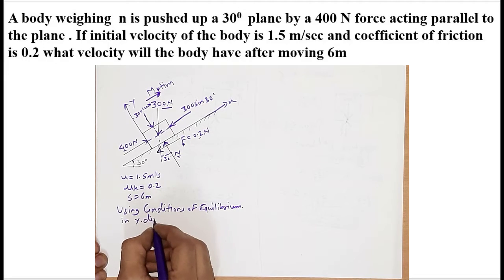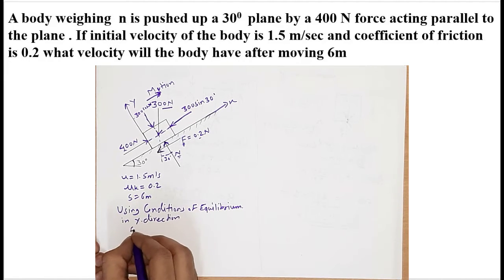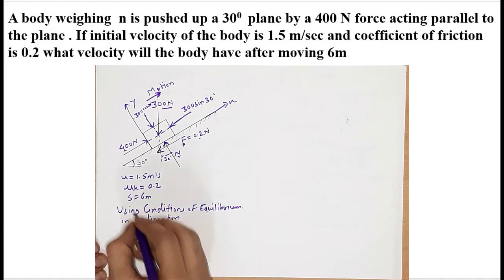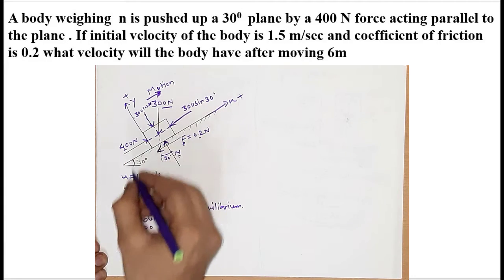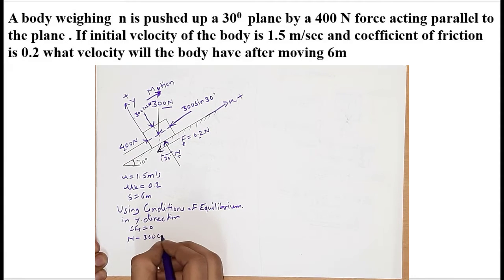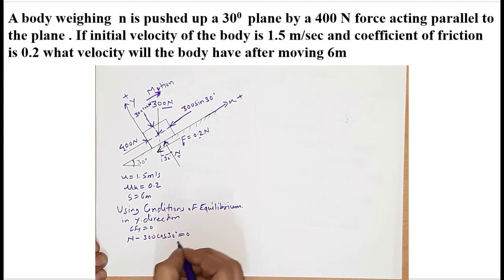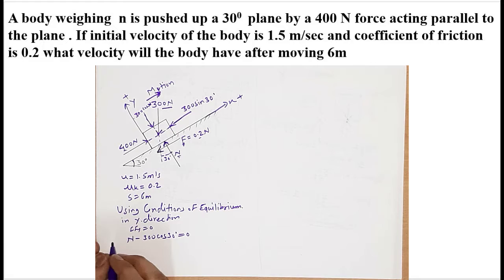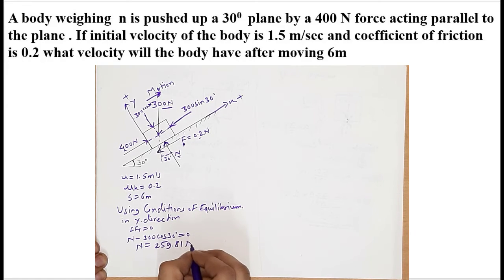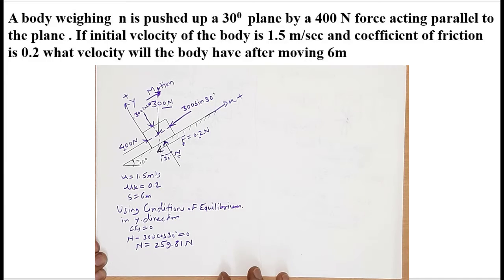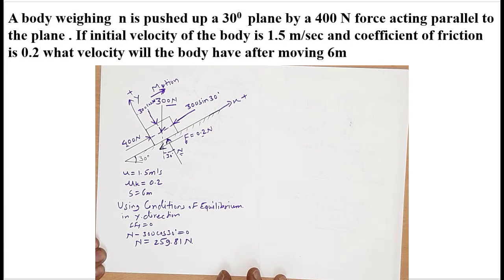So using the condition of equilibrium in the y direction, summation Fy equals 0, that is, the forces perpendicular to the plane are equal to 0. We can write n upward minus 300 cos 30-degree is equal to 0. Only two forces are there. So the value of the normal reaction n is 259.81 Newton.